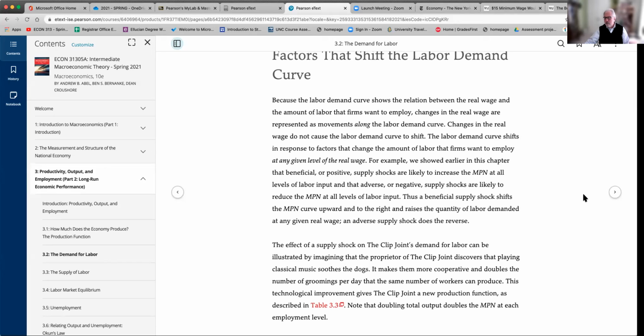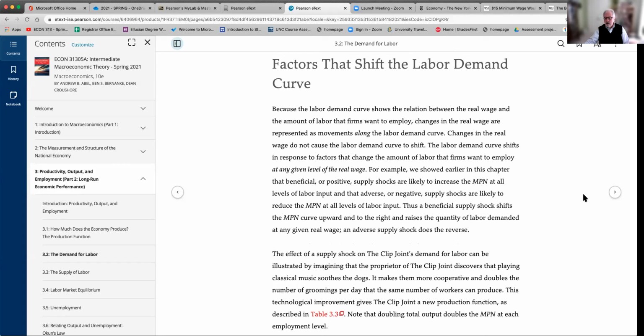Or in other words, what would cause a firm to want to hire more or less labor for a given real wage? And the answer to that is if there was a change in the marginal productivity of labor. In other words, if the workers become more productive, they're going to want to hire more of them at the current real wage, and that would shift the marginal product of labor curve, the labor demand curve, to the right.